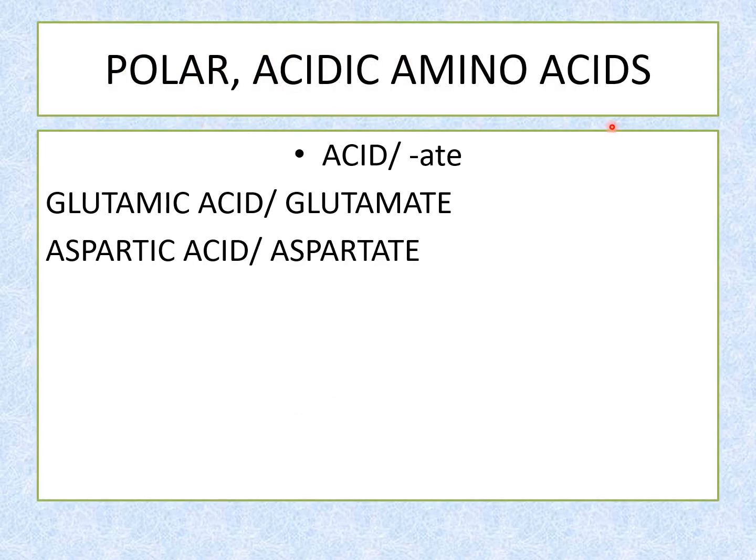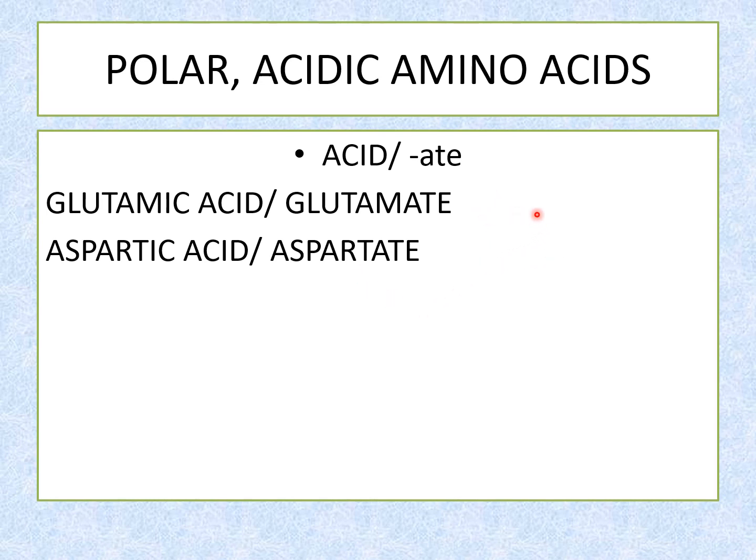Polar acidic amino acids, we only have two, so it's really very easy for you to remember them. We have glutamic acid or glutamate, and aspartic acid or aspartate. Remember that these two amino acids were mentioned in one of the previous slides, and they contain what we call ionizable side chains, right? Ionizable in a sense that their side chains have the capability of carrying a negative charge.